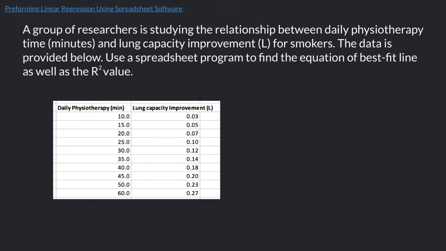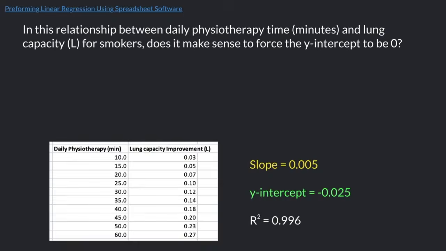Using one of the two methods, the slope equals 0.005, the y-intercept equals negative 0.025, and the r-squared value equals 0.996. In this relationship between daily physiotherapy time in minutes and lung capacity improvement in liters for smokers, does it make sense to force the y-intercept to be 0?